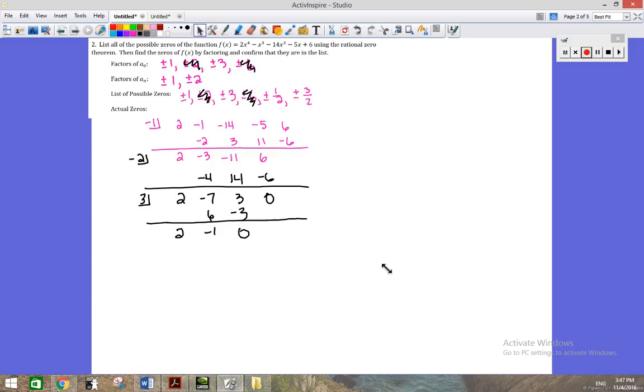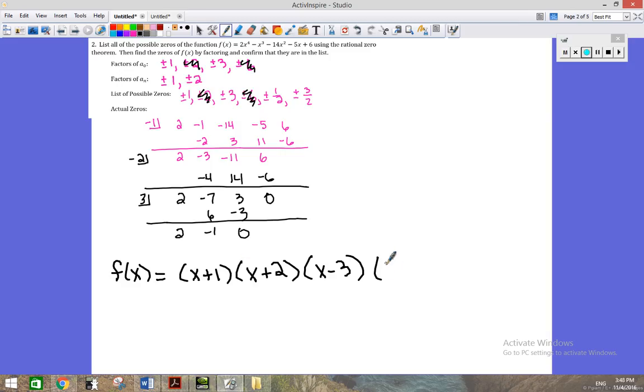Okay, so what does this tell us? Well, it tells us this original function f of x in factored form, if -1 is an x-intercept, in factored form that's x plus 1. And if -2 is an x-intercept, in factored form that's x plus 2. If x equals 3 is an x-intercept, a 0 of the function, in factored form it's x minus 3. And the 2 and the -1 tell me I have 2x minus 1.